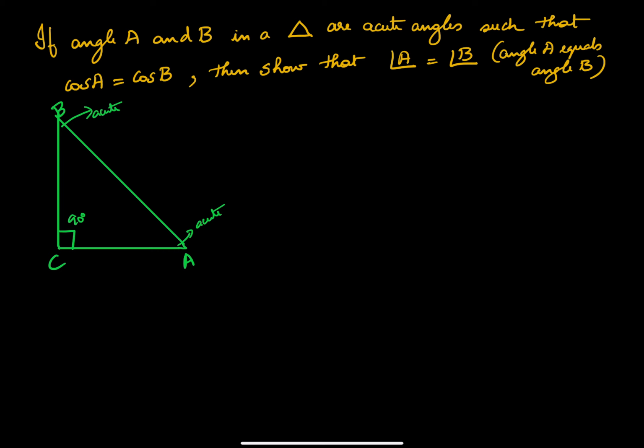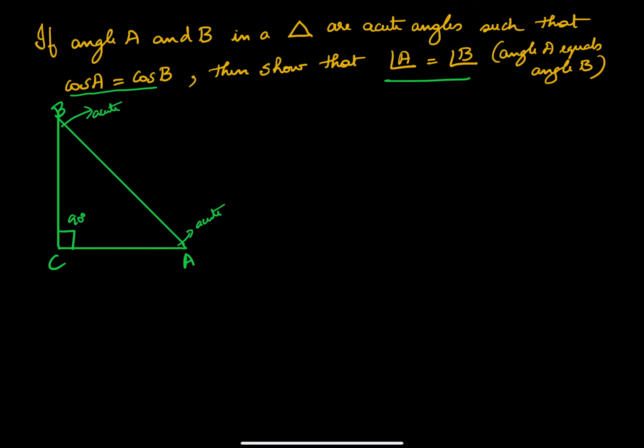Now also another information that is given is cos A is equal to cos B. So we will use this information as well. So in the end, the requirement is that we have to prove the angle formed at A and angle formed at B are equal. So that is our end goal.